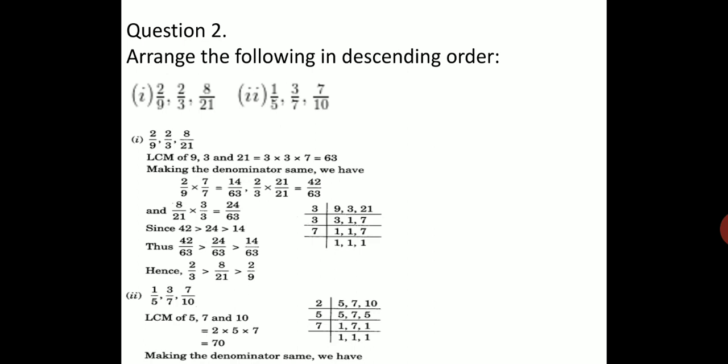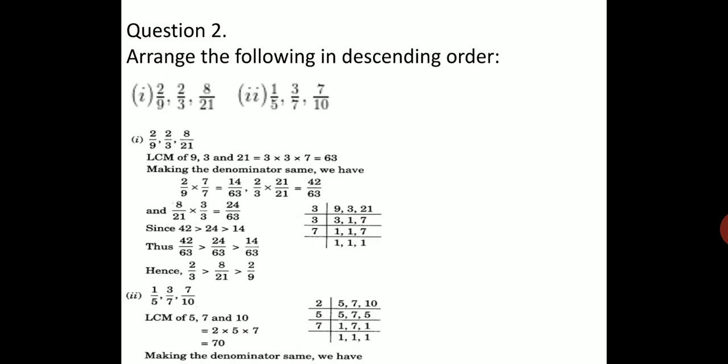Now come to the next screen. It is question number 2. Arrange the following in descending order. Now you have to arrange these fractions in descending order. Whenever we want to arrange in descending order, the first thing we have to find out is the LCM. So the first step, we will find the LCM of the given fractions, means of the denominators only. The first part is 2 by 9.